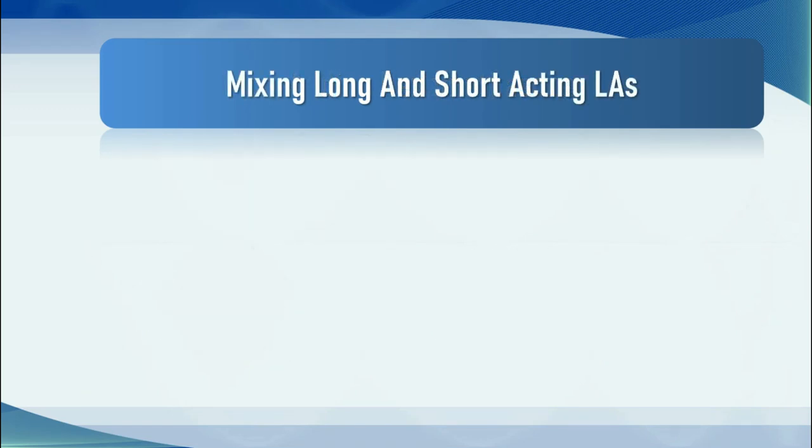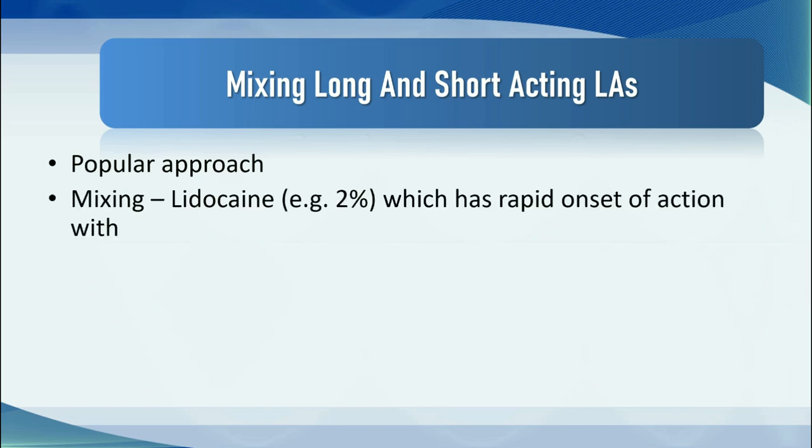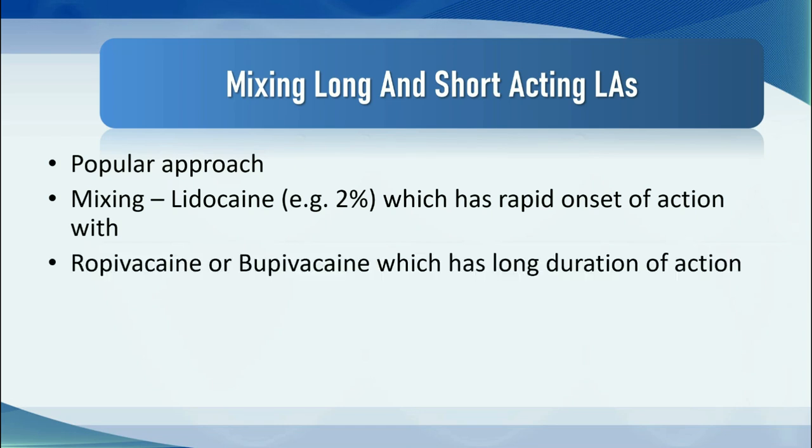Anesthesiologists not infrequently mix long and short-acting local anesthetics. This is very popular because the mixture of, say, 2% lidocaine with ropivacaine would be expected to speed up the onset of action of a block. And if you're doing a block on a patient, for example, for arm surgery, and you're not able to sedate the patient, you want to make sure that the block is fully working before the surgeons start operating. That lidocaine is combined with either ropivacaine or bupivacaine or levobupivacaine, which has a longer duration of action.